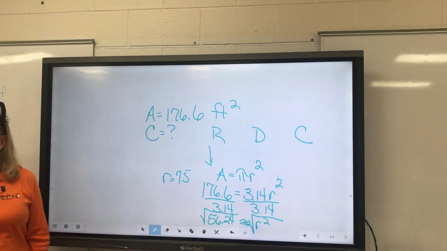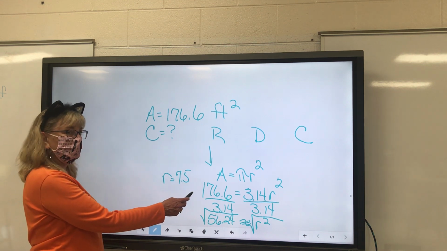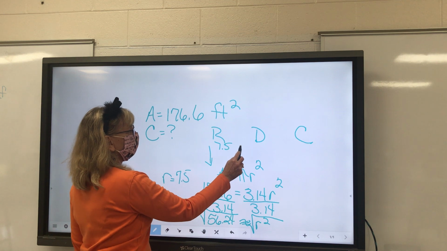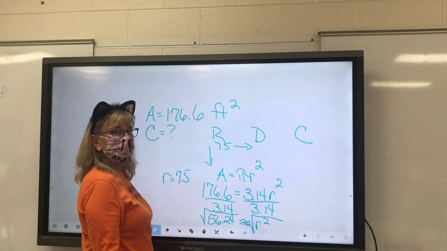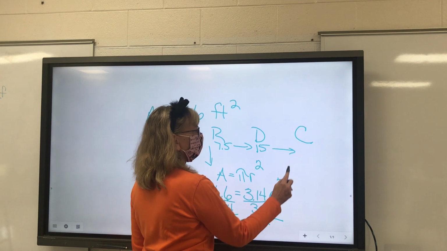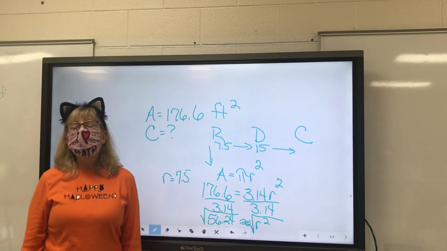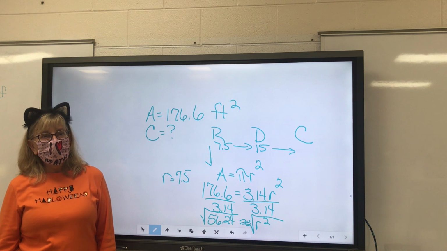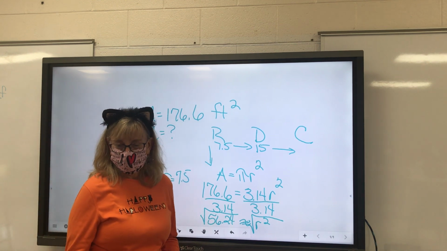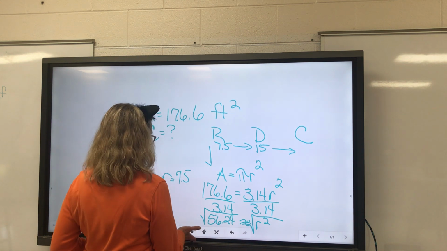Yes. Okay, so I would multiply 7.5 times, so I know this is 7.5. What do I do to get the diameter? Times 2, that's going to be 15. And what do I do to get the circumference? Times pi. Okay? So can we go the other way? We sure can. That was a great question.